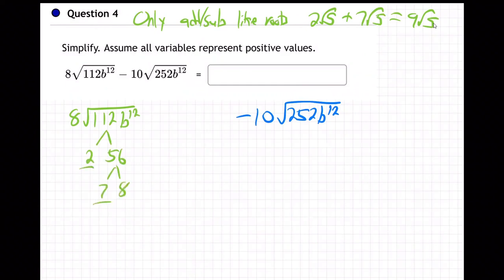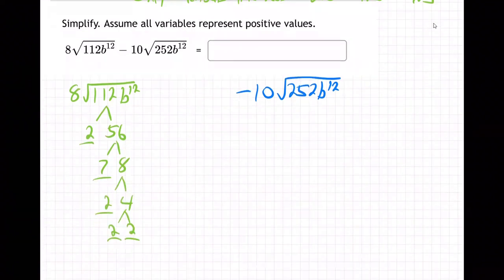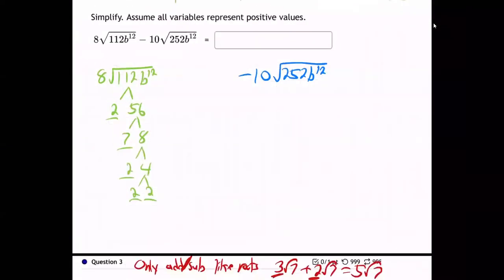Now the 2, I'm going to underline the 2 and the 7 because they cannot break down any further. They've reached bottom ground. 8 is 2 times 4, and then break down the 4, 2 times 2. There we go. So I broke down all the little pieces of the first one.